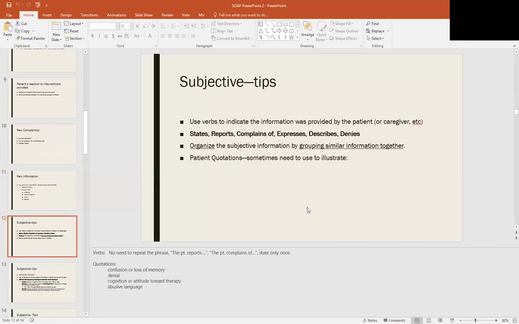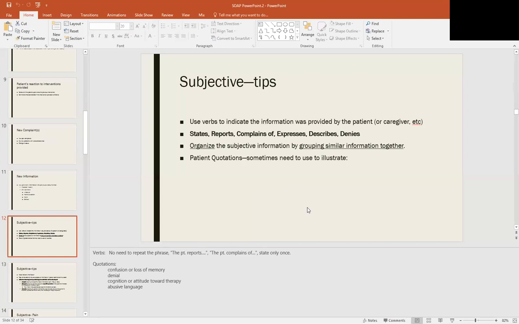So here are some tips for the subjective portion of the note. You want to use verbs to indicate the information was provided by the patient or the caregiver or nursing. You'll say states, reports, complains of, expresses, describes, and denies. You want to organize the subjective information by grouping similar. We usually don't split subjective into subsections, but if you had a lot of information, you possibly could do that.